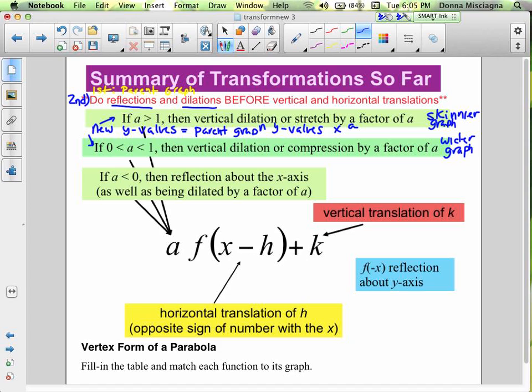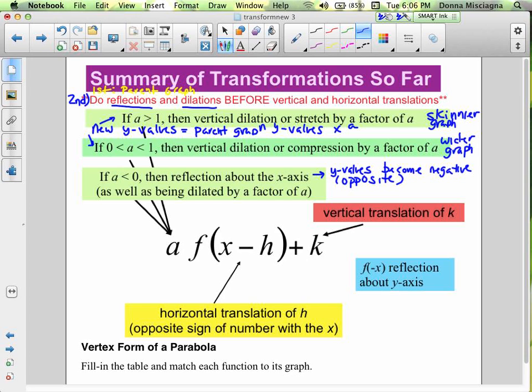If A is less than 0, then there's a reflection about the x-axis, and there may also be a dilation. Right? The reflection about the x-axis, all the y values will become negative. So whatever the y values for the parent graph were, they will all become the opposite. In this case, they'll be negative because all the y values for the parent graph do happen to be positive. But if this graph had y values that were negative, then they would become positive.